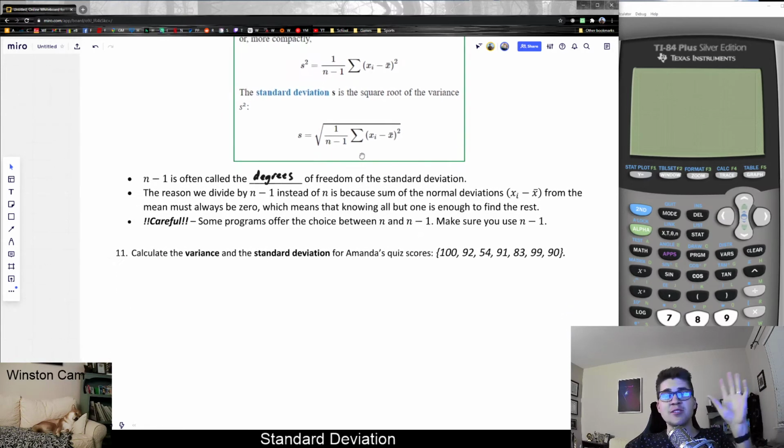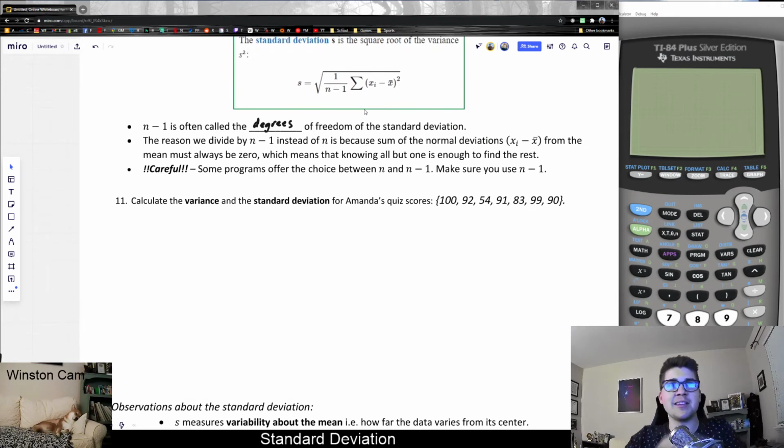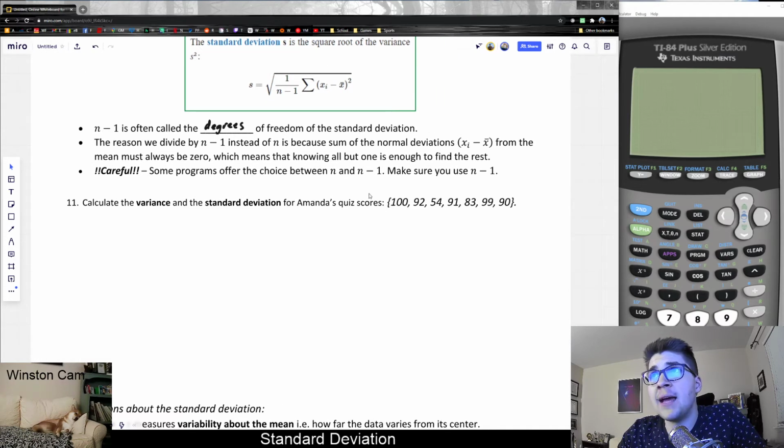Let's actually get into doing some calculations because I don't want this video to get too long. So let's go ahead and calculate the variance and standard deviation for Amanda's quiz scores and talk about what that means. If we recall an example from a few videos ago, Amanda took 7 quizzes and she had these scores. We found the mean, median, etc.